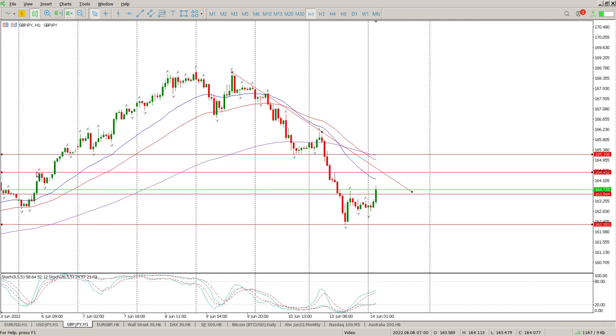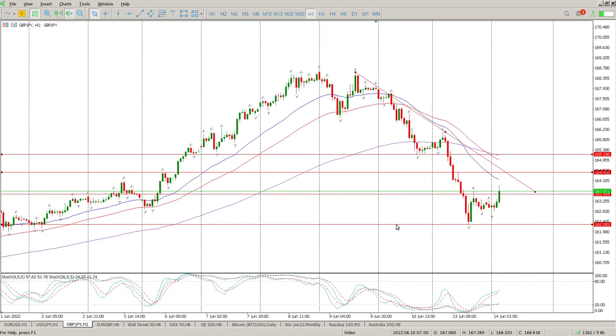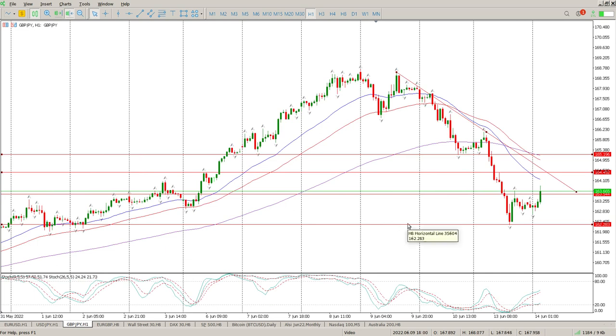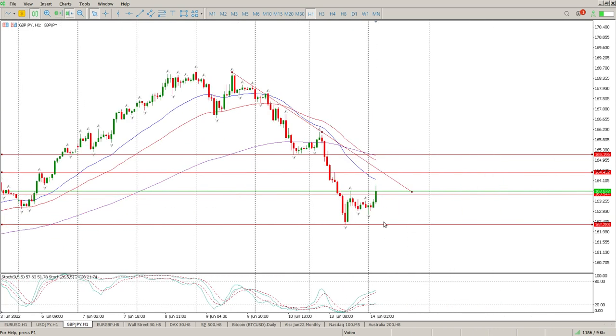I'm probably going to test this area here, which would be around 164.452. Get a rejection there, then we're looking for another attempt at this level. A break of 162.283 gets us moving to the downside as far as I'm concerned. Fairly strong area of support, so break of that and a retest, that's definitely a situation where we should be looking for a turnaround on this pair.